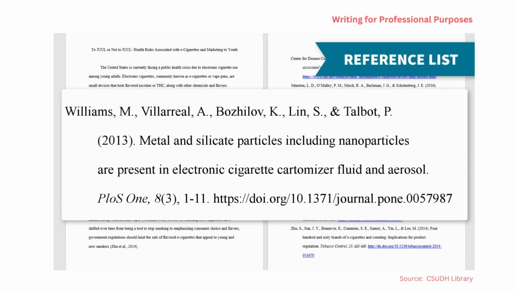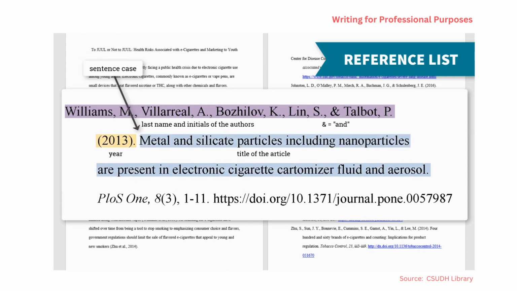In college, you'll probably be citing a lot of academic journal articles. First, include the last names and initials of the authors. Use the ampersand sign for and before the last author. Then include the year the article was published in parentheses. Next, include the title of the article in sentence case. This means only the first word of the title and subtitle and any proper nouns are capitalized.